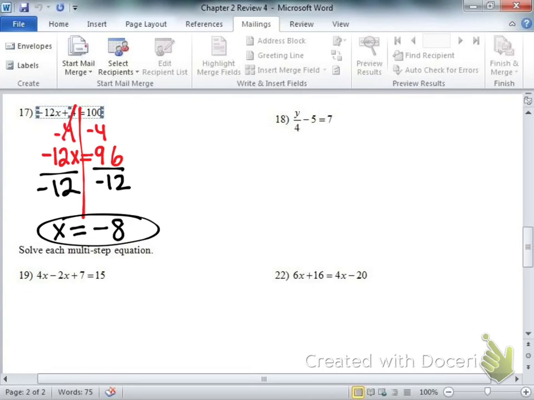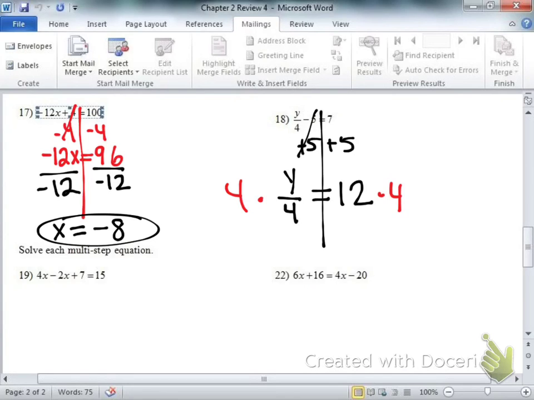All right, number 18. We need to get rid of the minus 5. We'll do that by adding 5 to both sides. So that leaves me on the left side with y over 4, equals 7 plus 5 gives me a 12. And then I can multiply both sides by that 4. And that leaves me with just y on the left side equals 48 on the right side.